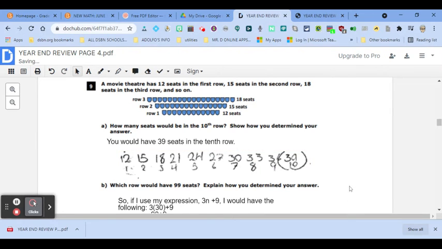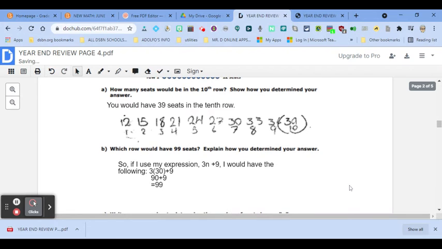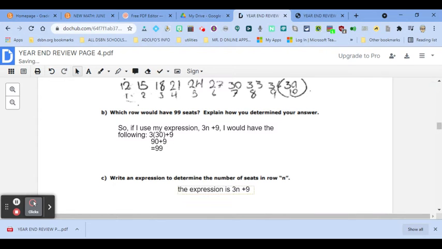In the 99th seats, to answer this question, what I actually did was go down to C, and I found the expression to determine that. So I found that the expression would be 3n plus 9. Okay, so if I have 99 seats, I'm going to find the number of rows, okay, and then add the 9 to get 99, okay?